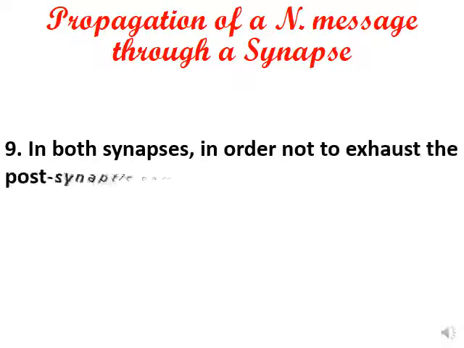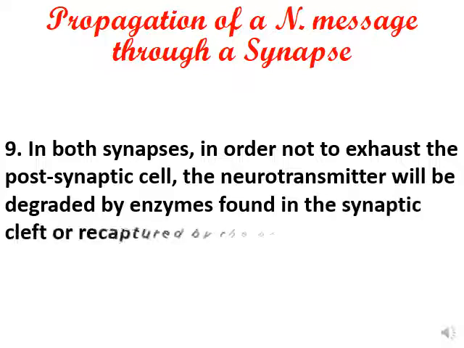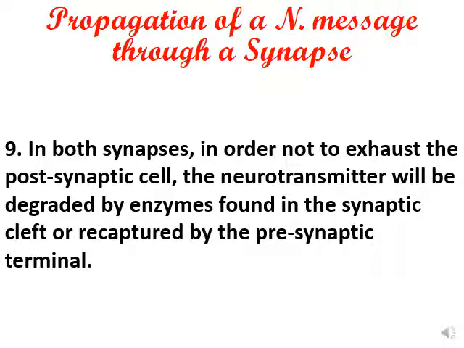In both synapses, in order not to overexpose the postsynaptic cell, the neurotransmitter will be degraded by enzymes. So these neurotransmitters will be degraded by enzymes to not expose the postsynaptic cell to their action, or this neurotransmitter will be recaptured by the presynaptic cell.